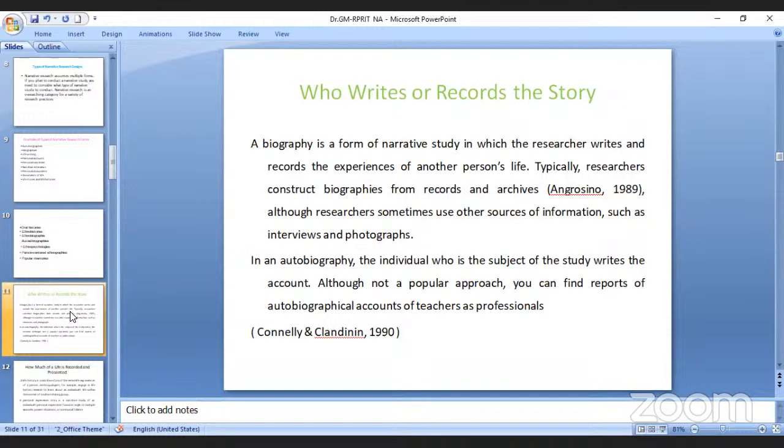That is about biography. Then in an autobiography, the individual who is the subject of the study writes the account. Although not a popular approach, you can find reports of autobiographical accounts of teachers as professionals. So teachers can write about themselves as the subject of study. So this is about biography and autobiography. Biography means somebody writes a person's life. Autobiography means the person records his life events by himself.